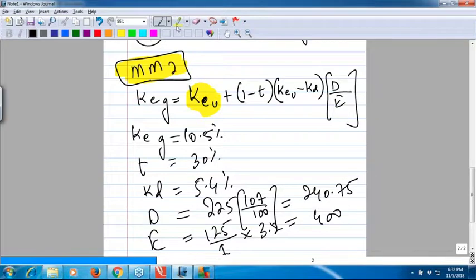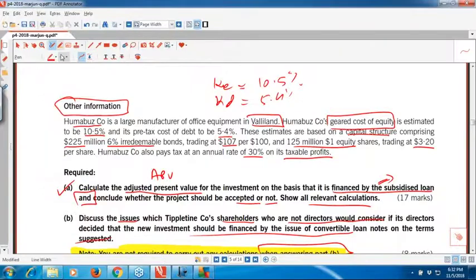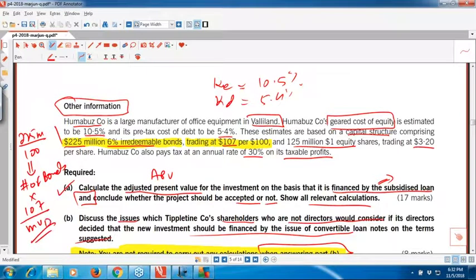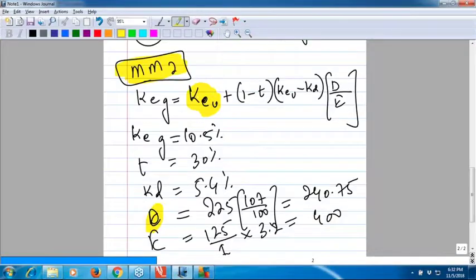The formula for the market value of debt is very simple. If you look at this question, the examiner tells you that the entity has $225 million, 6% irredeemable bonds, trading at 107 per 100. Now, what exactly does this mean? This means that you have a $225 million bond, and each bond is worth 100 as par value. So when you divide 225 million by 100, you end up getting the number of bonds. And when you multiply it with 107, you end up getting the market value of the debt, or the market value of the bond. So the market value of the debt in this scenario is 240.75. Is that clear?